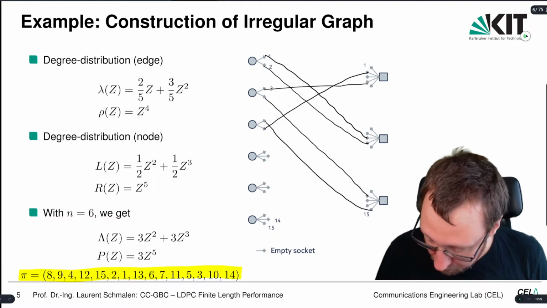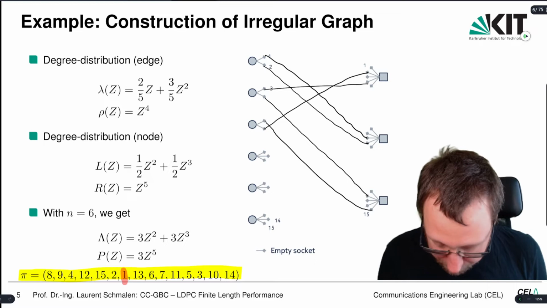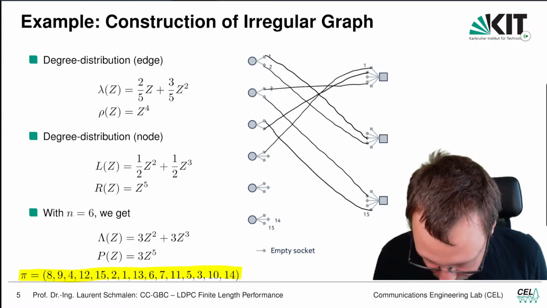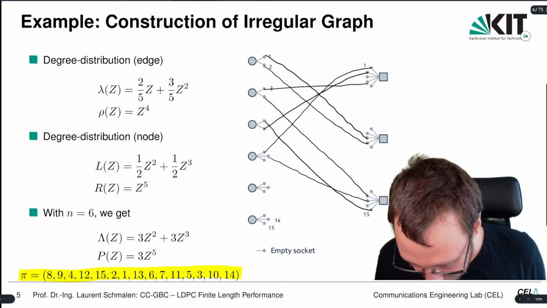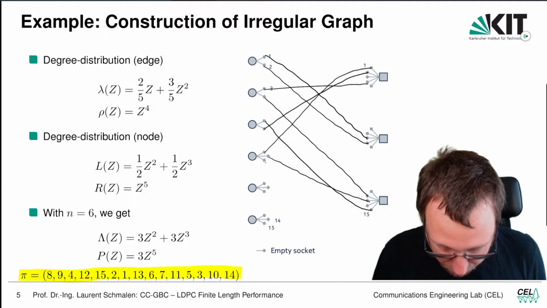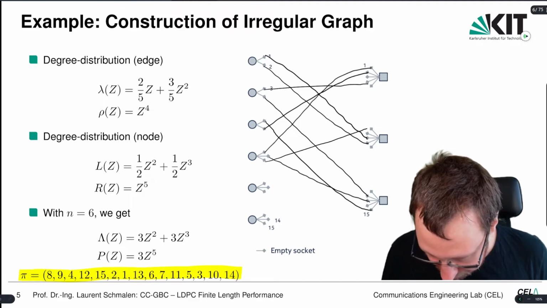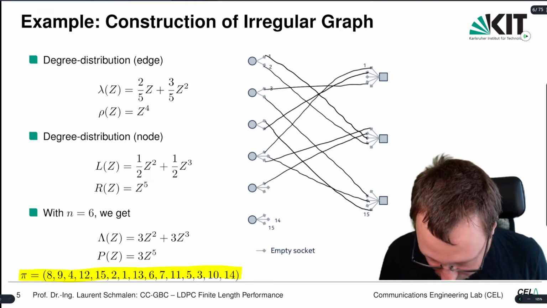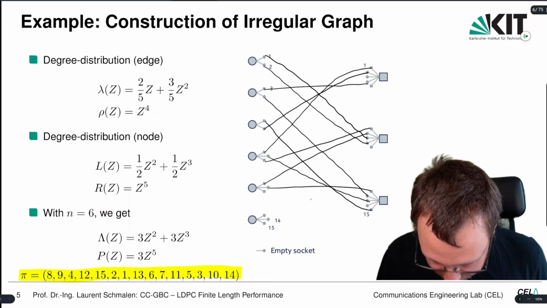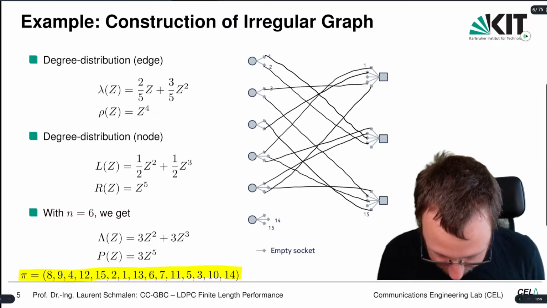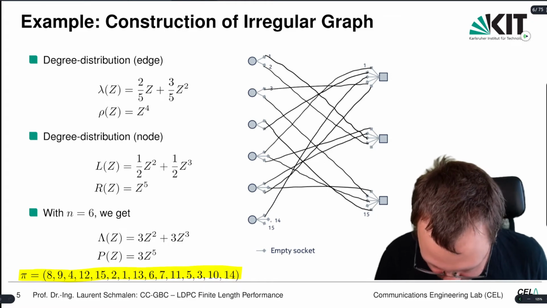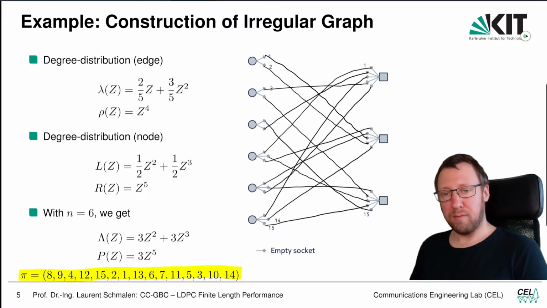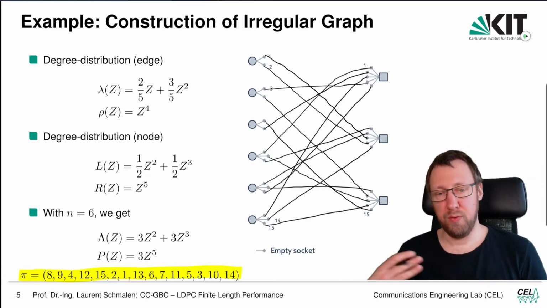Now we are here. We connect socket 7 with socket number 1. We connect socket 8 with socket number 13. And we connect socket number 9 with socket number 6. Then we connect the next socket with socket number 7. Then we go to socket 11 and socket number 5, and so on. So we go to socket number 3, socket number 10, and socket number 14. Okay, so this is how we can do the rearrangement or the permutation.